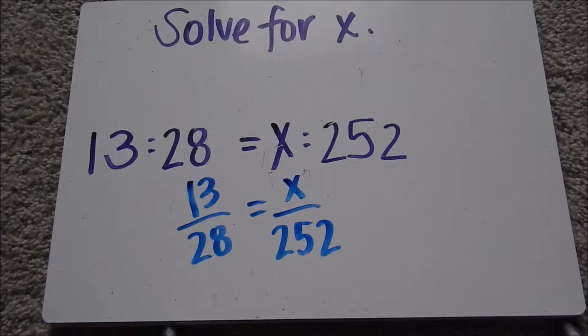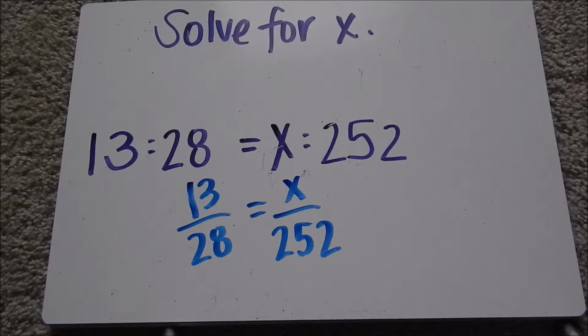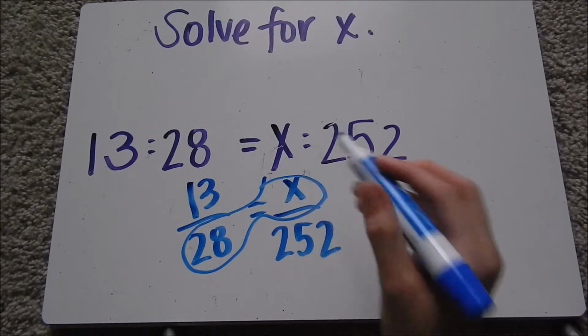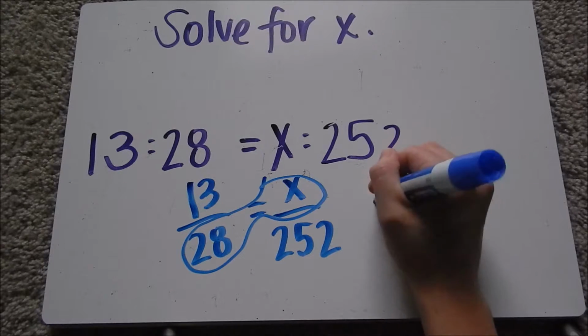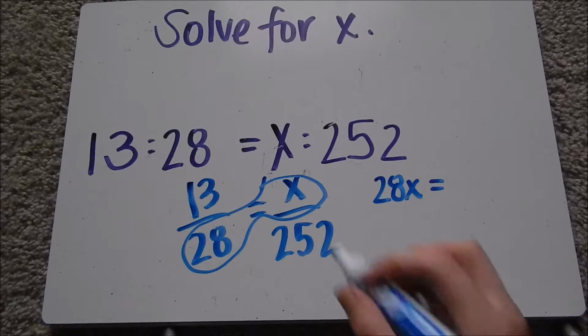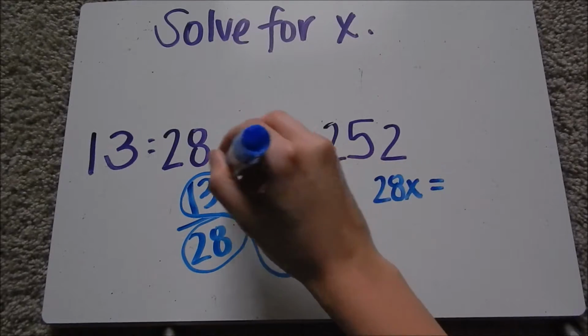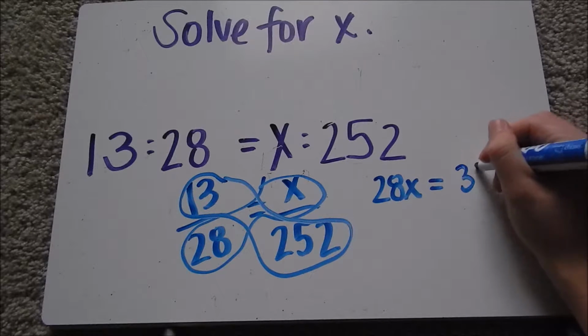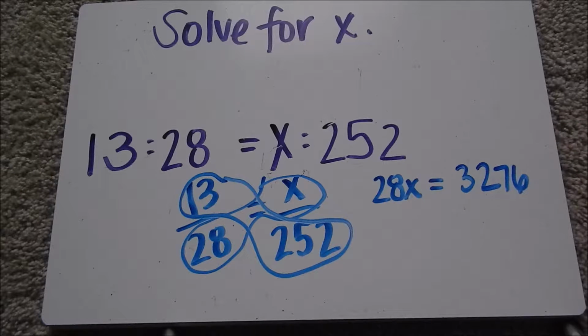When solving proportions, we cross multiply always. So we're going to cross multiply, meaning we multiply 28 times x first. We get 28x. Put your equal sign in the middle, and then we'll multiply 13 times 252. We get 3,276. Then we want to solve for x, get x by itself.